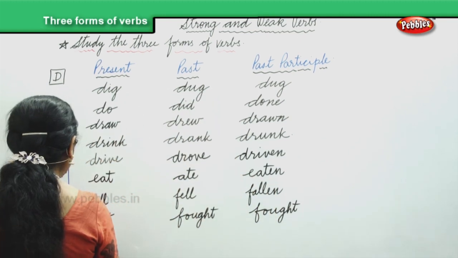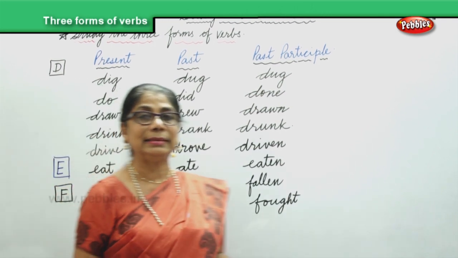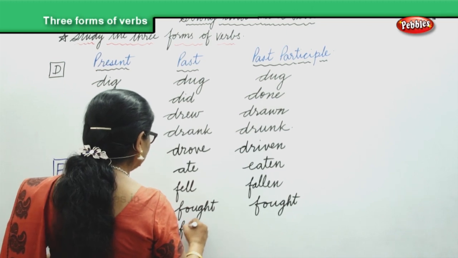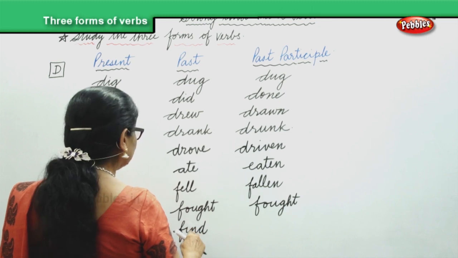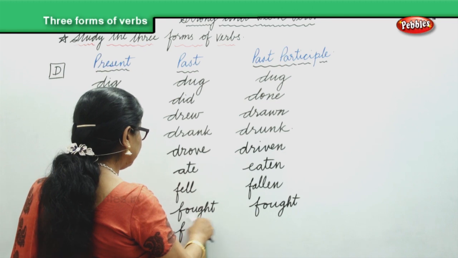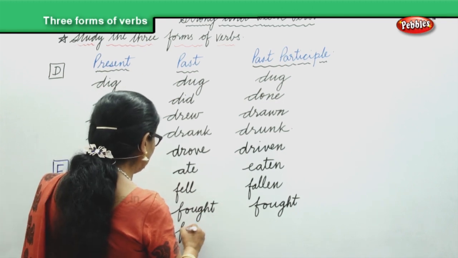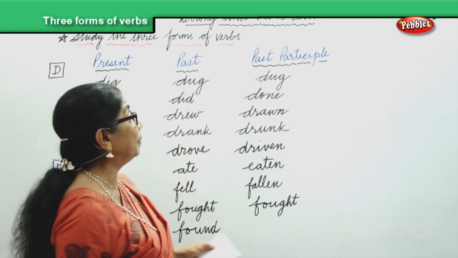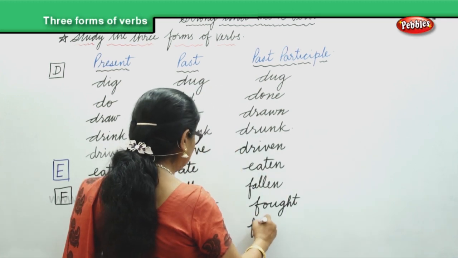Okay. Now, find. Another word is find. You find something on the ground. You found something. Find, found. You found the book lost or purse lost. Find, found. In the past participle, also the same word, found.